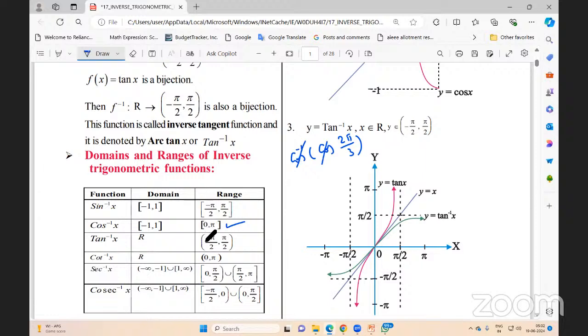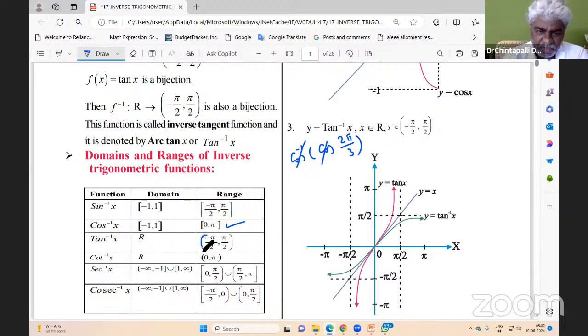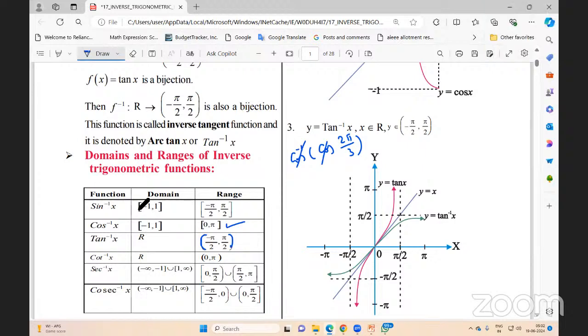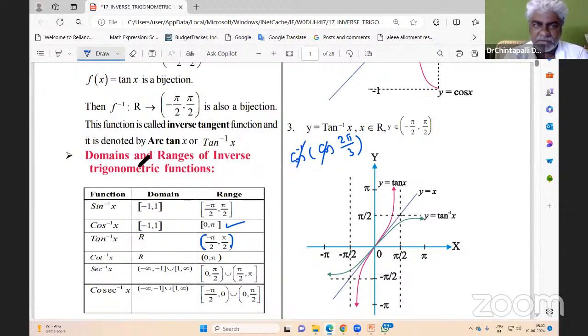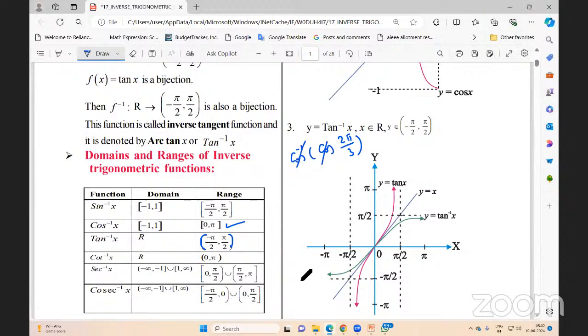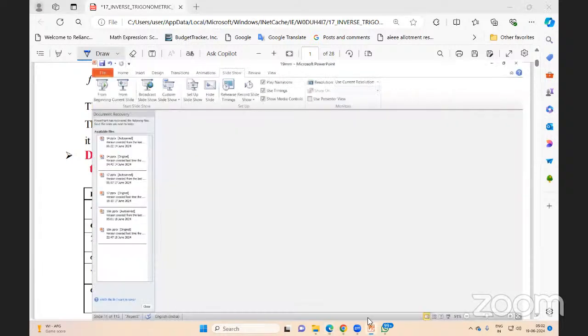And in the case of tan inverse x, it is an open interval. There is a difference between open interval and closed interval. Closed interval means including. This bracket means including, this bracket means excluding. You have to take down the notes of these 6 points, right? Got it? Yes, sir.